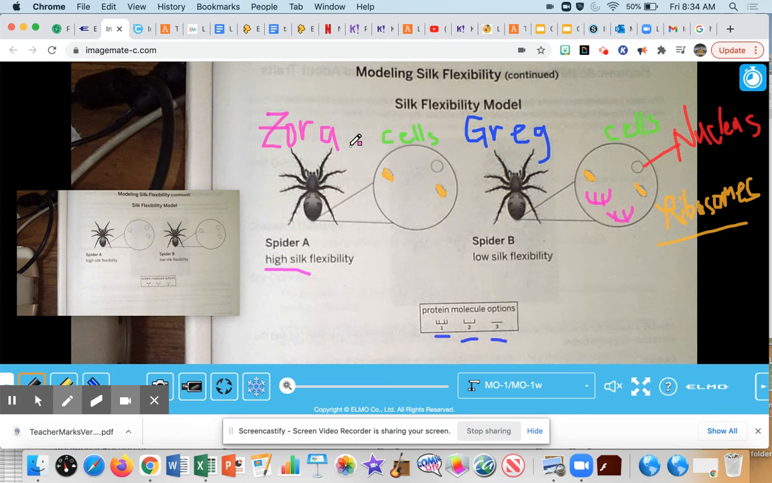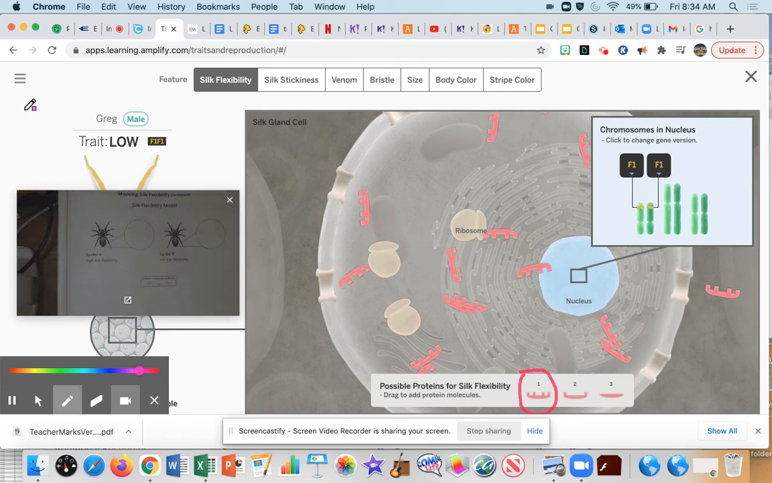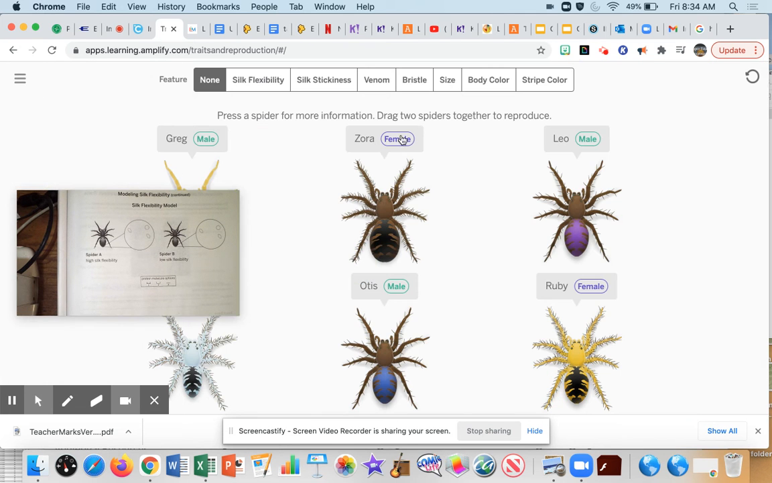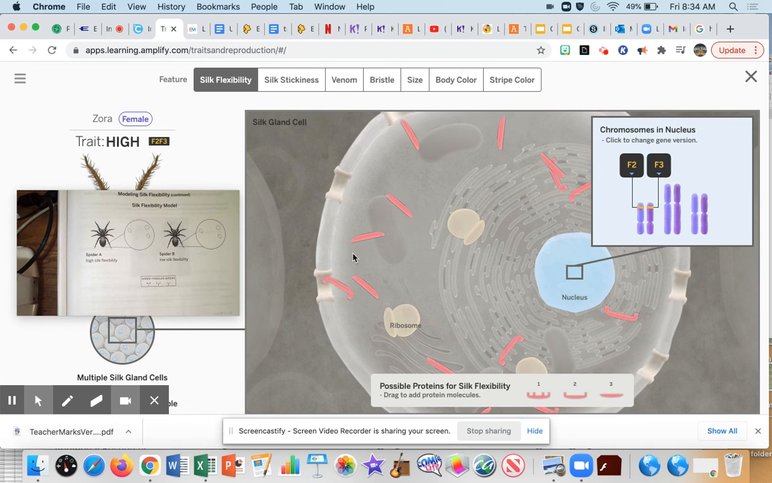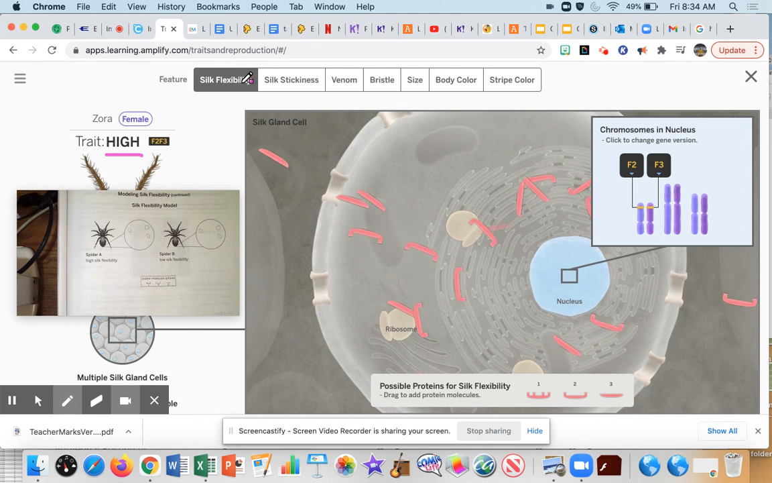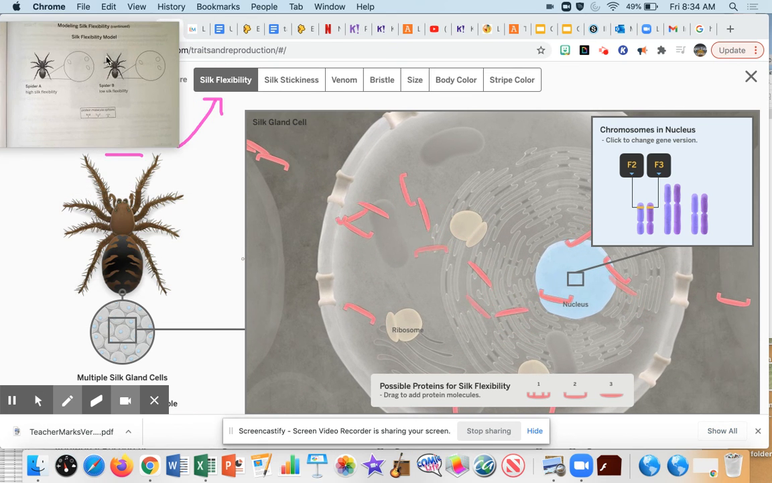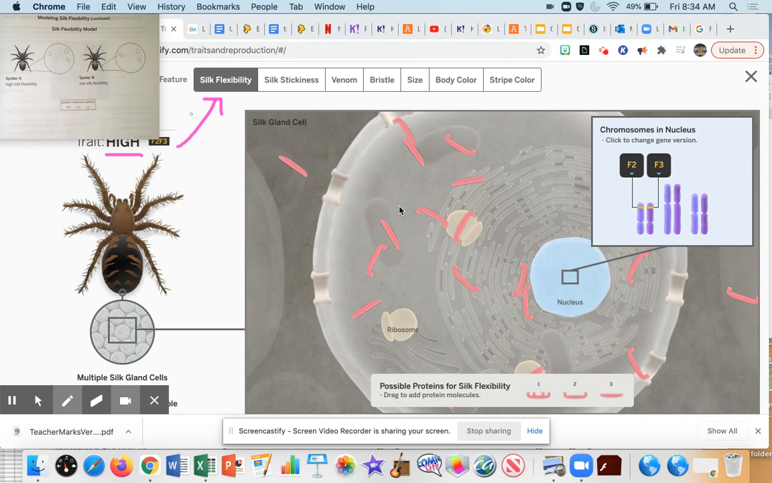Now we're going to look at Zora's side. Maybe we'll add one more here. We're going to look at Zora's side and look for Zora and look at her protein molecule structure. Select spiders. Let's click on Zora. She's a female. And these are the protein molecules that are floating around. Again, Zora has a high silk flexibility, right? She has high silk flexibility. And which protein molecules are floating around? The protein molecules that are in pink.